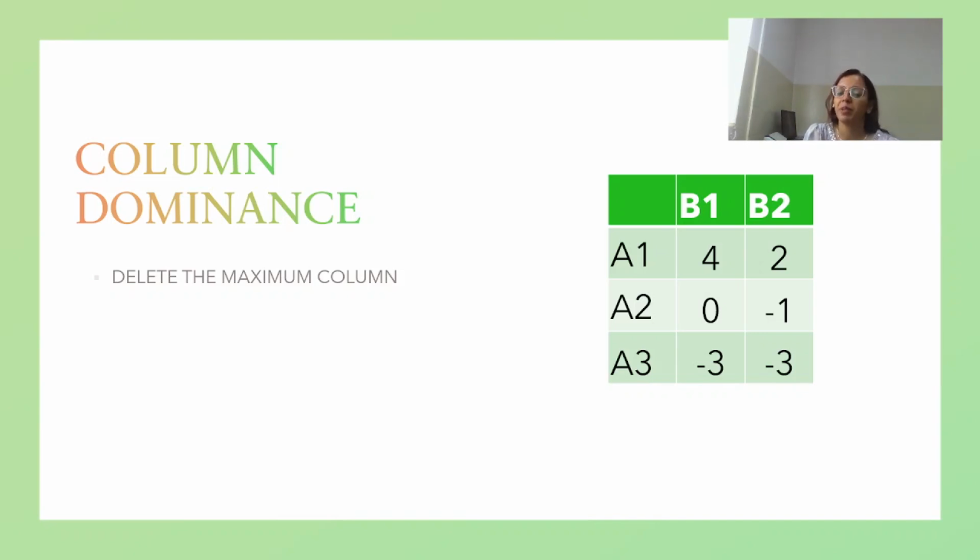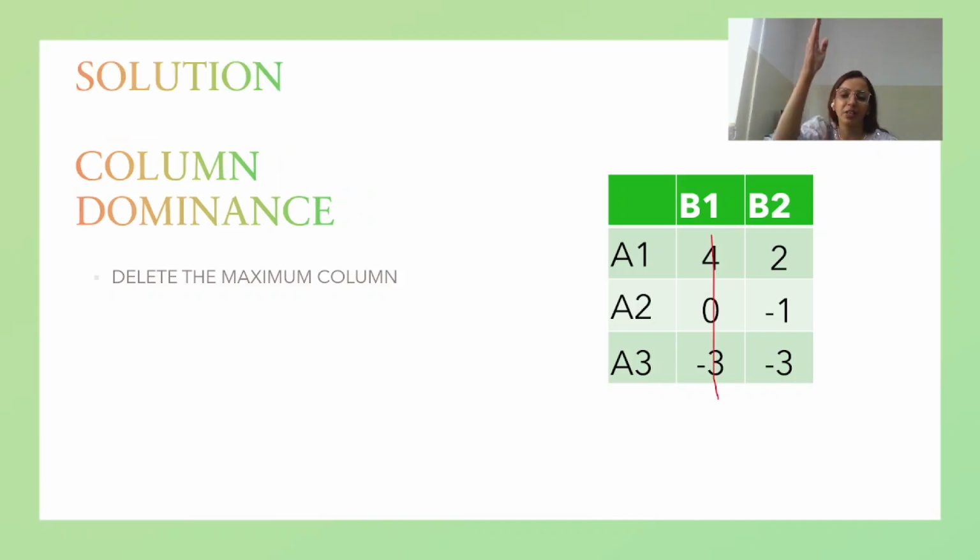I'm comparing B1 and B2, two strategies are there. Now compare, I'm comparing B2 with B1. Having a look at B2, what we are seeing is 2 is less than 4, minus 1 is definitely lower than 0, and minus 3 is counted. We don't have to find the lower, we have to find the maximum. So here the maximum one will be B1 or B2? Yes, definitely it is B1. Then we delete this B1.